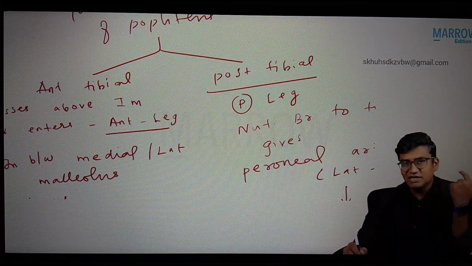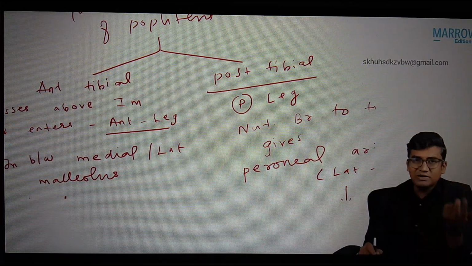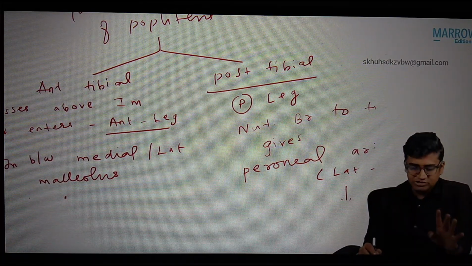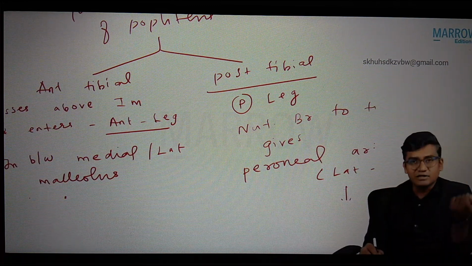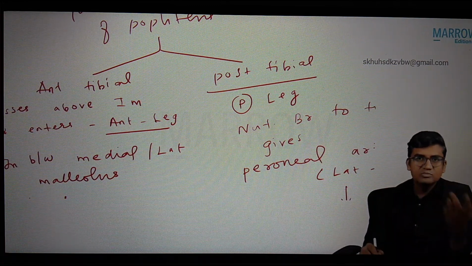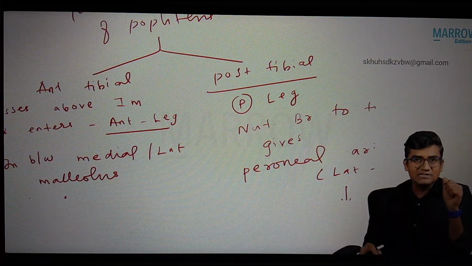Okay, the posterior tibial artery is the artery for the posterior compartment of the leg. Now what is its branch? The nutrient branch to the tibia is given by the posterior tibial artery. Now what is the artery for the lateral compartment of the leg? Peroneal artery. The peroneal artery is a branch of the posterior tibial artery. Very good. These are the points you have to know about the arteries of the lower limb.